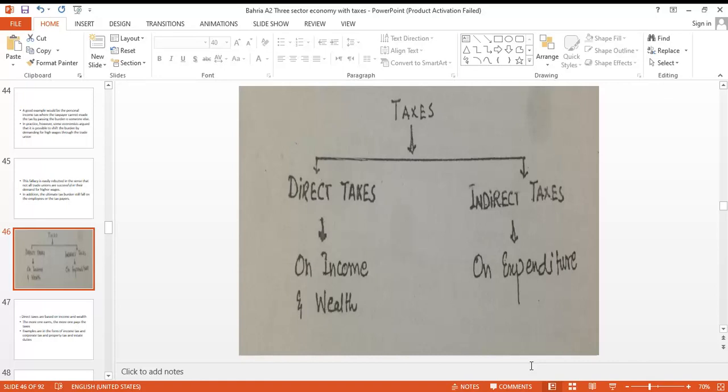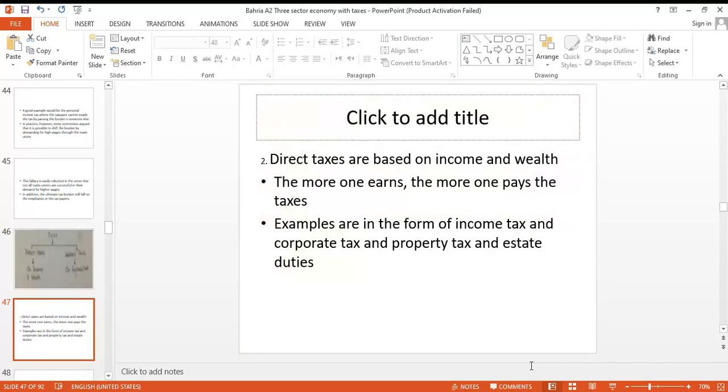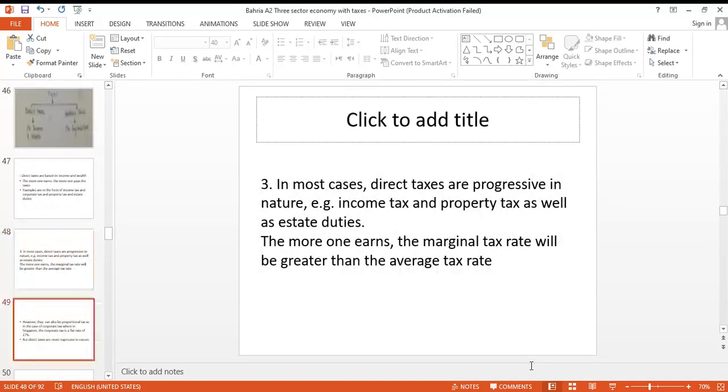Okay. Please keep in mind, direct tax you will pay when you earn, indirect tax you will pay when you spend. So by its very nature, direct tax is progressive, because the more you're earning, the more you're paying. And the indirect tax is regressive. It always hits the poorer sections of the society worse than it hits the richer sections. Okay. So this is about direct and indirect taxes.